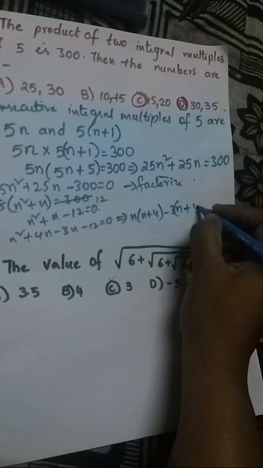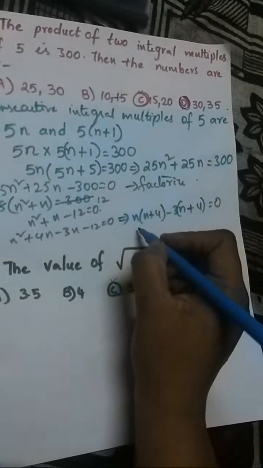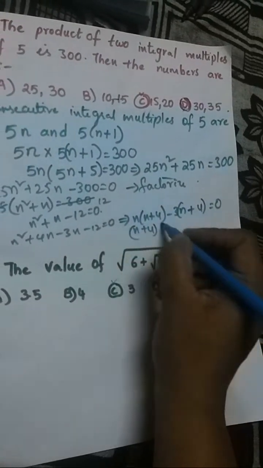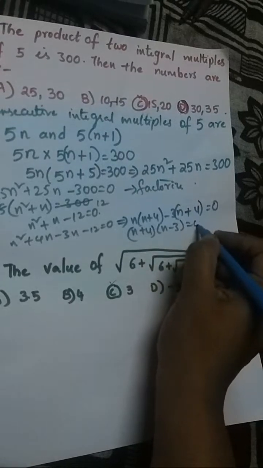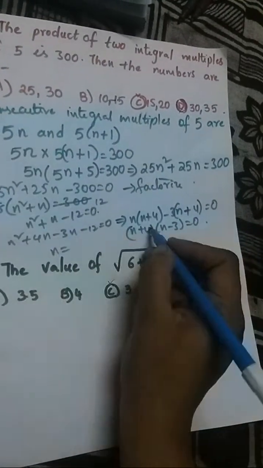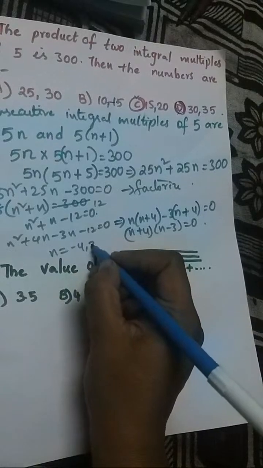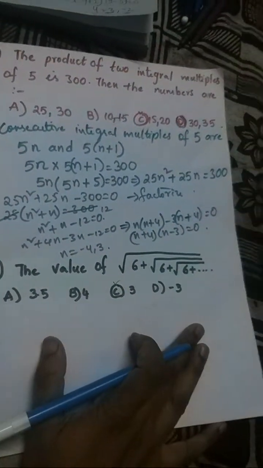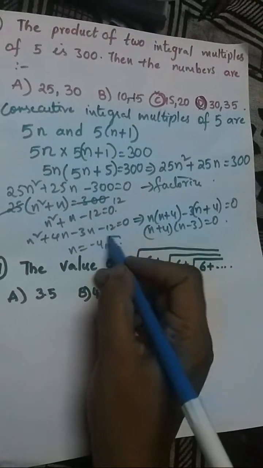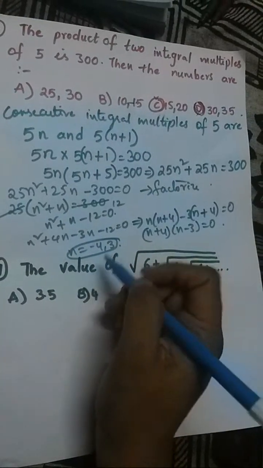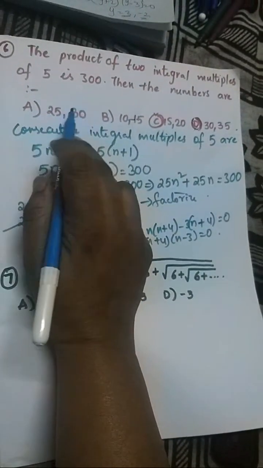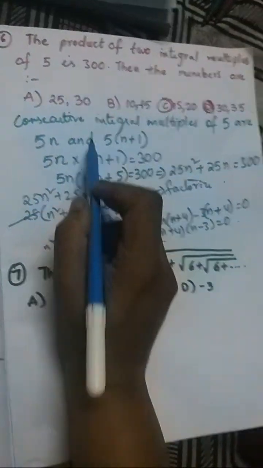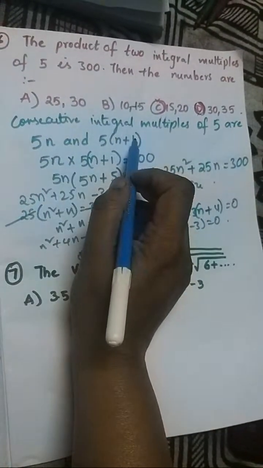Inside we get n plus 4. Same terms we have to take: n plus 4 and remaining n minus 3 is equal to 0. Now what values are there? Minus 4, 3. Now we have n values. What values are given? The numbers, these multiple numbers, we have to find.